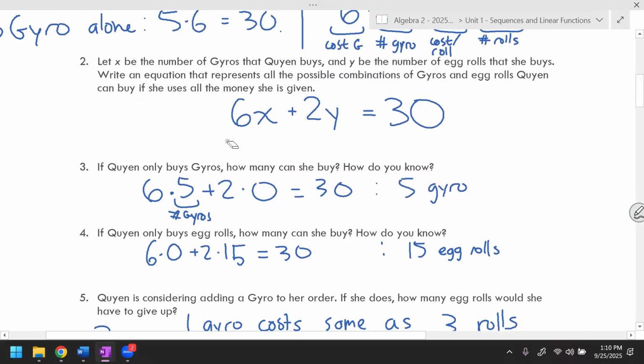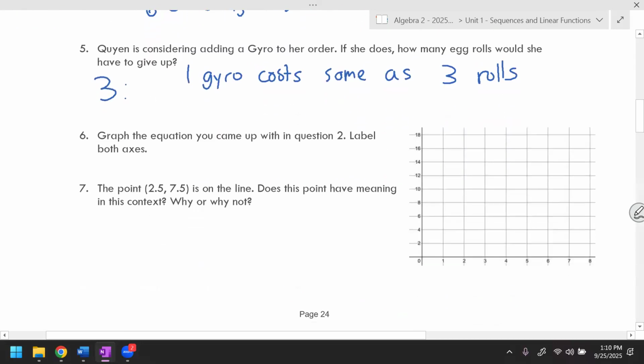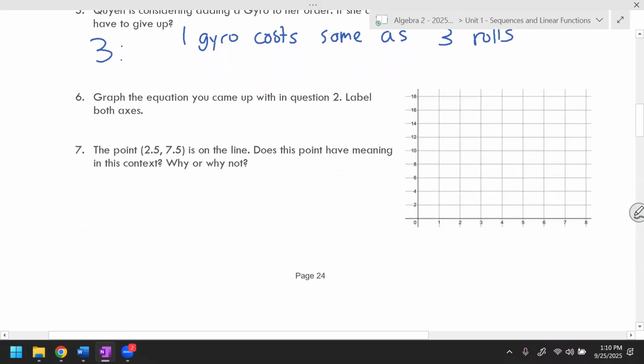Okay, and this just describes that if you have a combination of x and y that makes this equation true, then you've used your entire budget. Let's see how to actually graph this. So we've got 6x plus 2y equals 30, and I want to graph it.